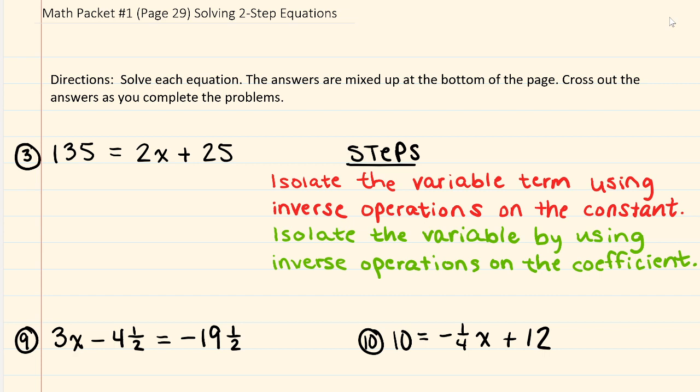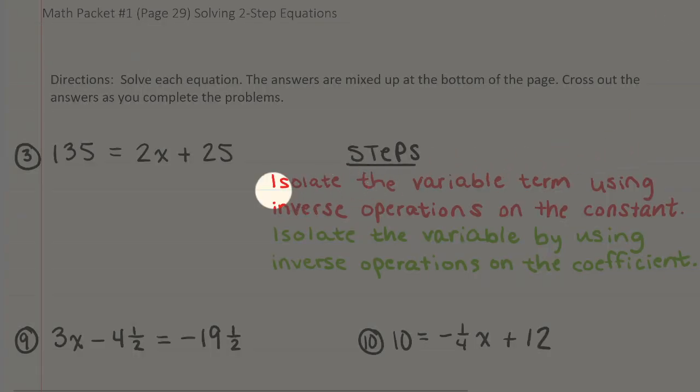They didn't give a specific problem, so I just picked three random ones. So, as always, read the directions first. It says, solve each equation. The answers are mixed up at the bottom of the page. Cross out the answers as you complete the problems. Okay, so these are all two-step equations. I've listed those two steps over there on the right hand side. The first step is in red, and the second step is in green.